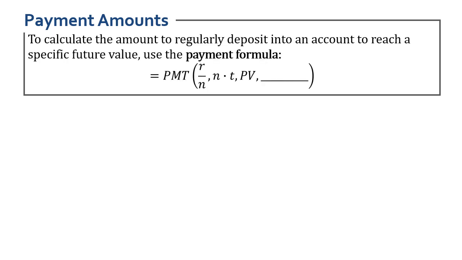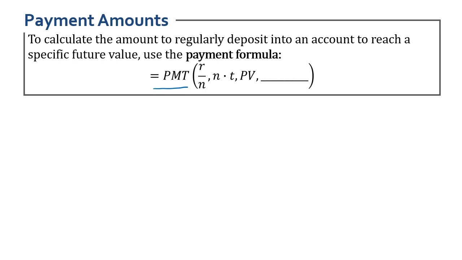So to find the amount we need to regularly deposit in order to reach a given savings goal, we use the payment formula. So you can use this formula. It's in Excel and Google Sheets. So you type in equals PMT, and then this will pop up.